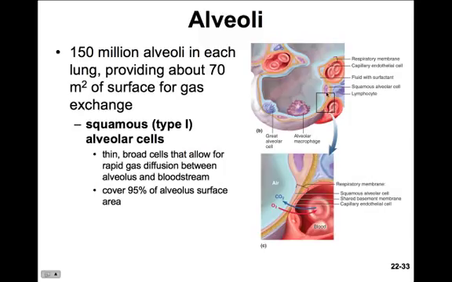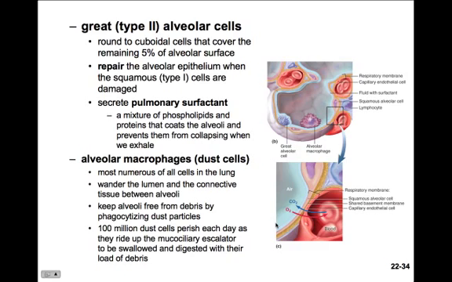The walls of the alveoli are made up predominantly of squamous alveolar cells. These are thin cells that are broad and allow for rapid gas diffusion between the alveolus and the bloodstream. They cover about 95% of the alveolus surface area. We'll also see type 2 or great alveolar cells. These are rounded to cuboidal cells that cover the remaining 5% of the alveolar surface.